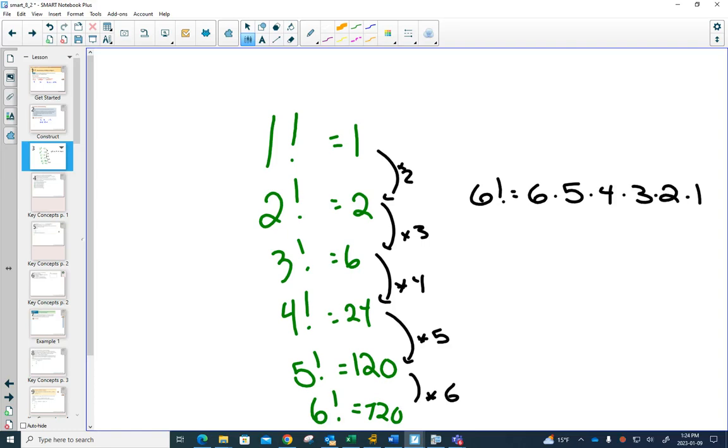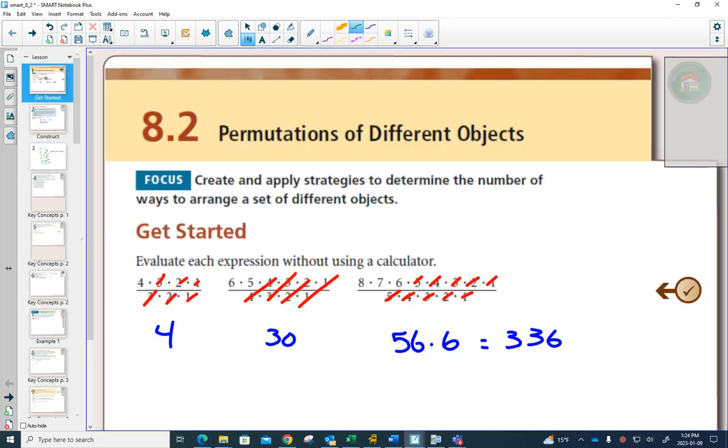The numbers get very big very quickly. Like 7 factorial is already 5,040. 8 factorial is already over 30,000. So the numbers get very big very, very quickly. In fact, our warm-up, this one was actually 4 factorial divided by 3 factorial. The second one was actually 6 factorial divided by 4 factorial. And the last one was 8 factorial divided by 5 factorial.